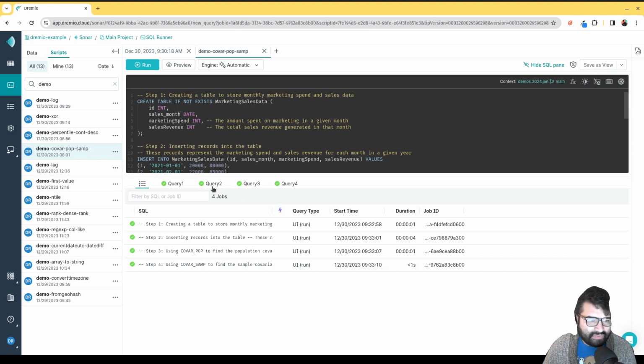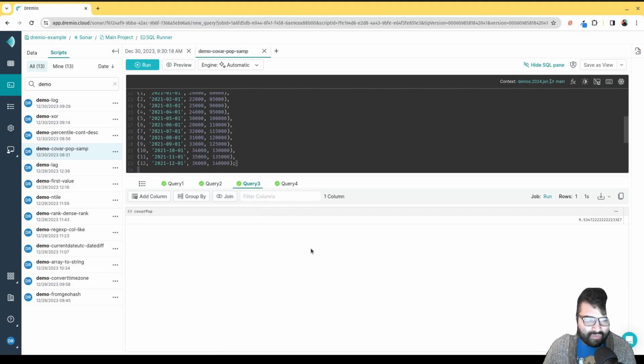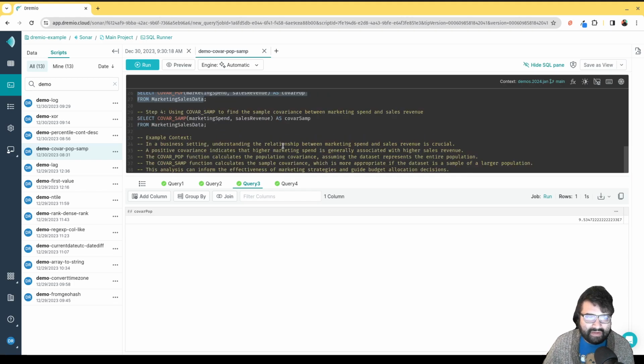So let's take a look at the results. We inserted the records, that's right here. Then we did the covariance pop, and you see that it is positive. So the takeaway is they move together. And then we see the covariance sample, which again tells us that they move positively together.